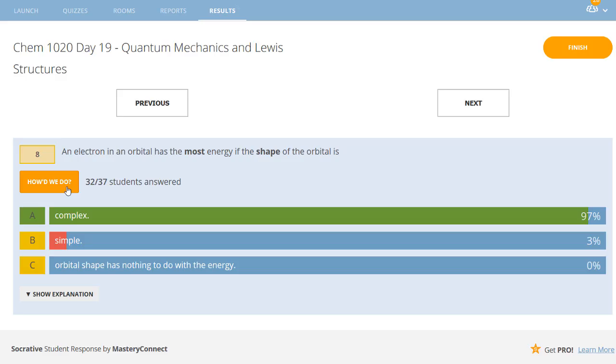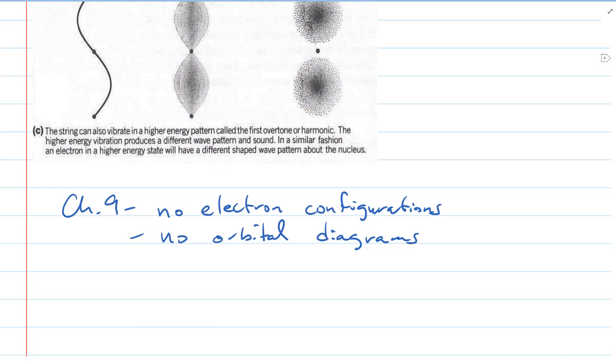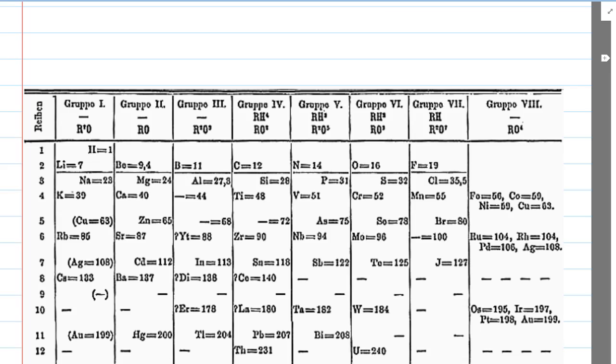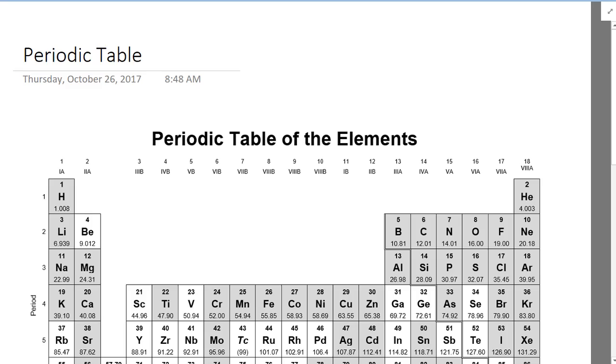All right, that's Chapter 9. We're going to move on to Chapter 10. Chapter 10 deals with chemical bonding. And we're going to look at our periodic table, and we might as well pull that out right now. I'll keep it out.